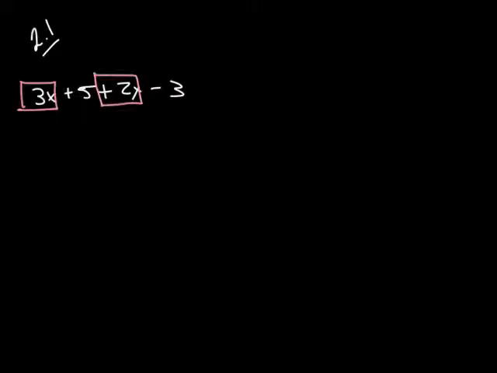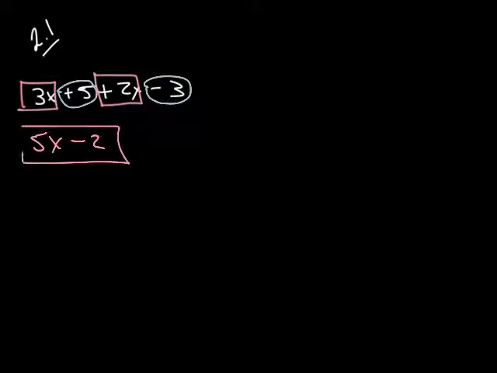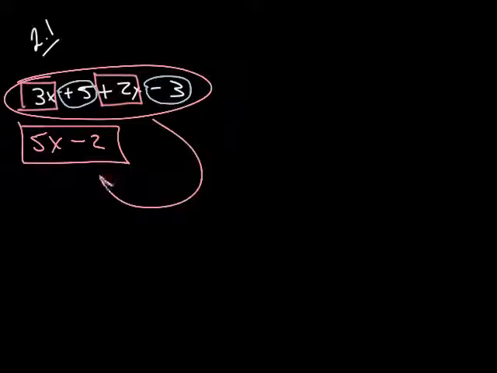Now I look at the other numbers I have. I have a 5 and a minus 3. Those are like terms because there's no letters. When you don't have letters, you automatically know that they're like terms, and we can combine those. Let's combine the 3x and the 2x, and I get 5x. And let's combine the 5 and the minus 3. 5 minus 3 is 2. That ends up being your solution. We went from 4 terms down to 2 terms. So we did make it simpler. We did simplify.